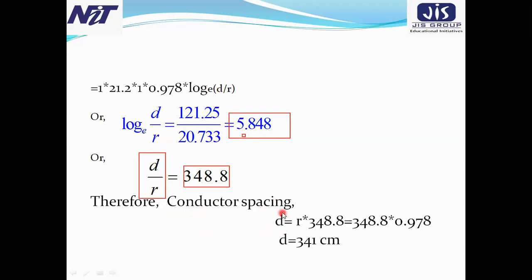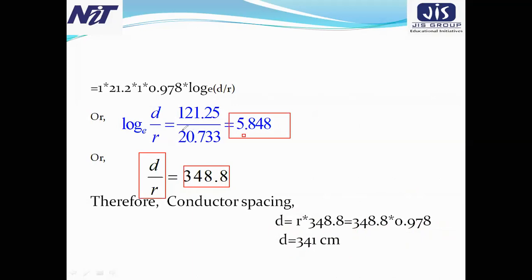So how can we find this d? d is equal to R into 348.8. We already found the value of R, that is 0.978, and the right hand side value is 348.8. So using simple multiplication, we find that the value of d is equal to 341 centimeter. So it is very easy, I think.